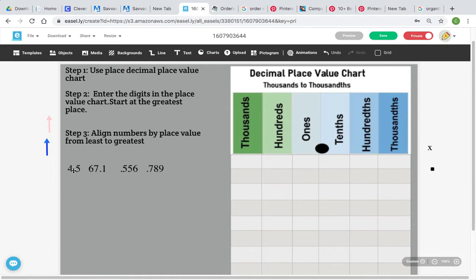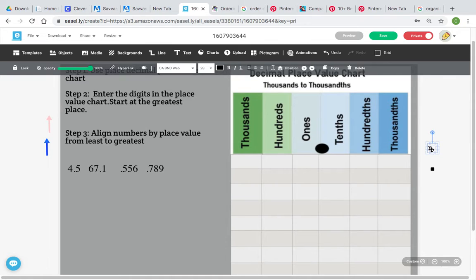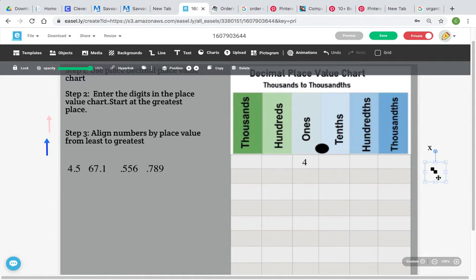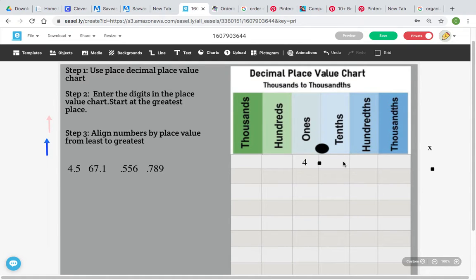So I have decimal 5. Can I add decimal 4.5 in my place value chart? I notice that 4 falls under my ones value. Then I add my decimal symbol. And I add my 5.